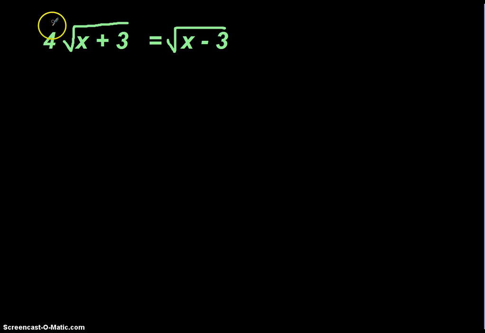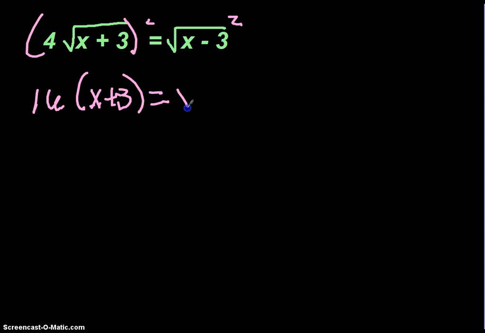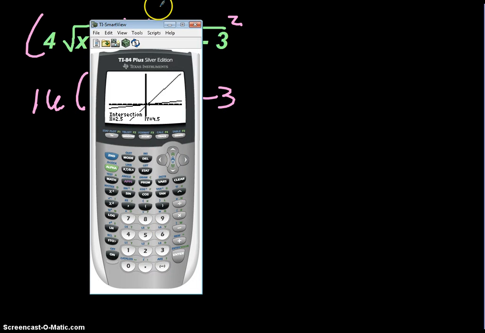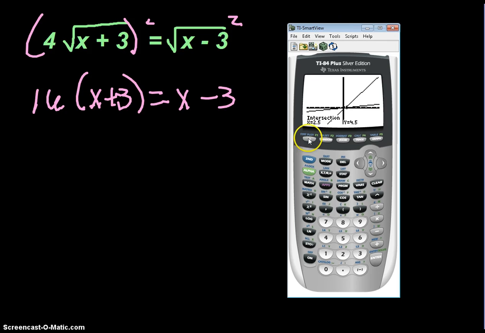So this one works very similar. You're going to square both sides. So this becomes 16 times x plus 3 is equal to x minus 3. Same thing, you can either do it in the calculator at y equal, or you can distribute, whichever one you feel is more accurate for you and faster. 16 times x plus 3, and then at y2 you have x minus 3.